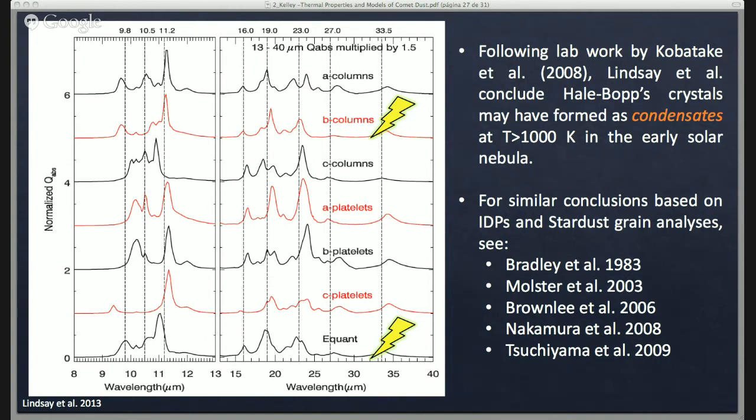You can get similar conclusions by looking at lab grain samples of IDPs and Stardust. And there's a slew of references you can follow that up with.